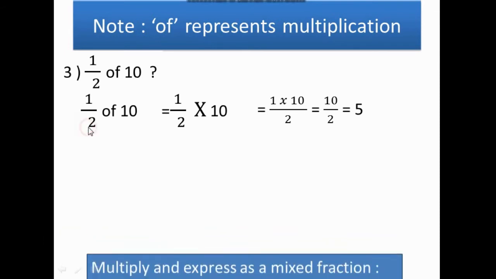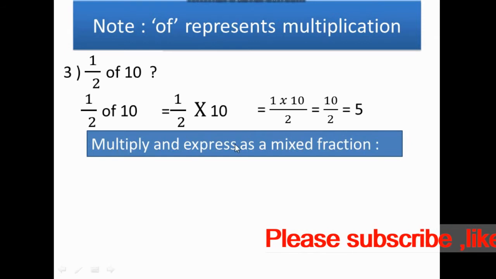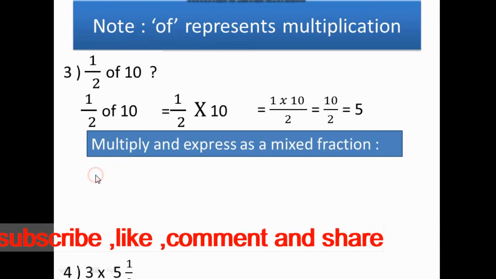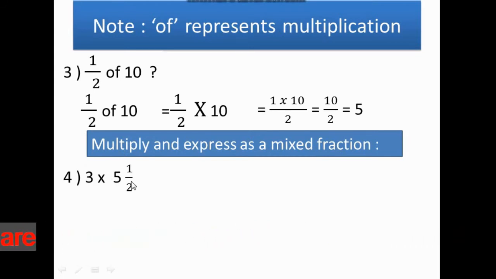Now take another set. Multiply and express as mixed fraction. You can see this type of question. The first thing you want to do here is multiplication, that is multiply. Then you want to express that one as a mixed fraction. Let's go to one example. 3 multiplied by 5 and half. Here 3 is the whole number and 5 and half is the mixed number. How to multiply this type of fractions?